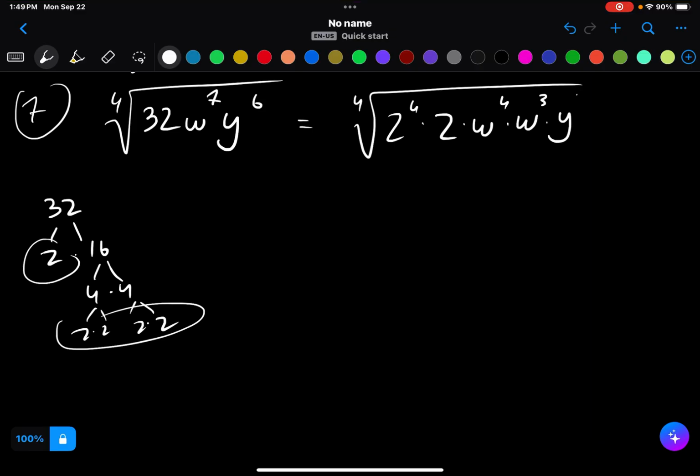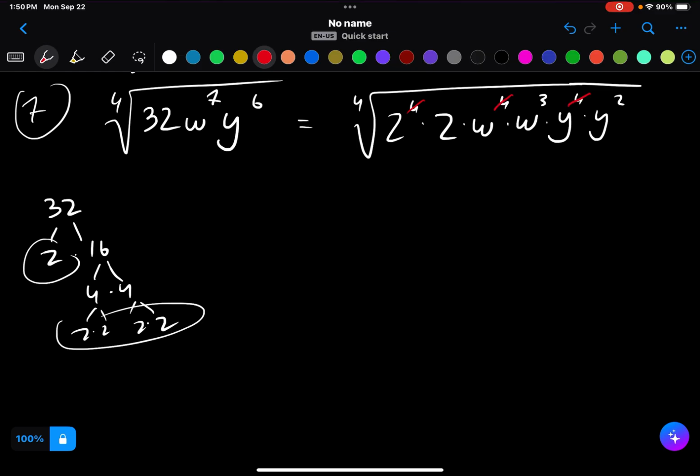And the y, I can split into a 4 and a 2, because it's a 6, right? Y to the 6 can be split, the 6 can be split into a 4 and a 2, and the w7 can be split into a 4 and a 3. Because 4 plus 3 is 7, and 4 plus 2 is 6. Now, I can cancel everything that's a power 4.